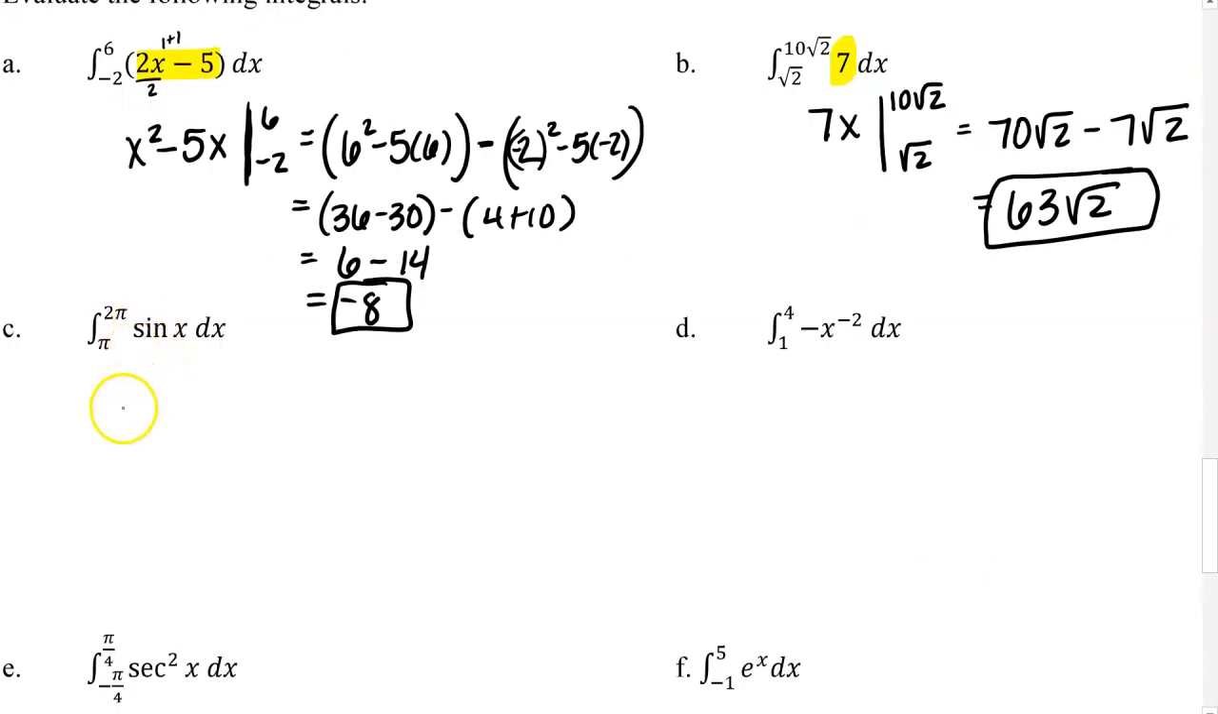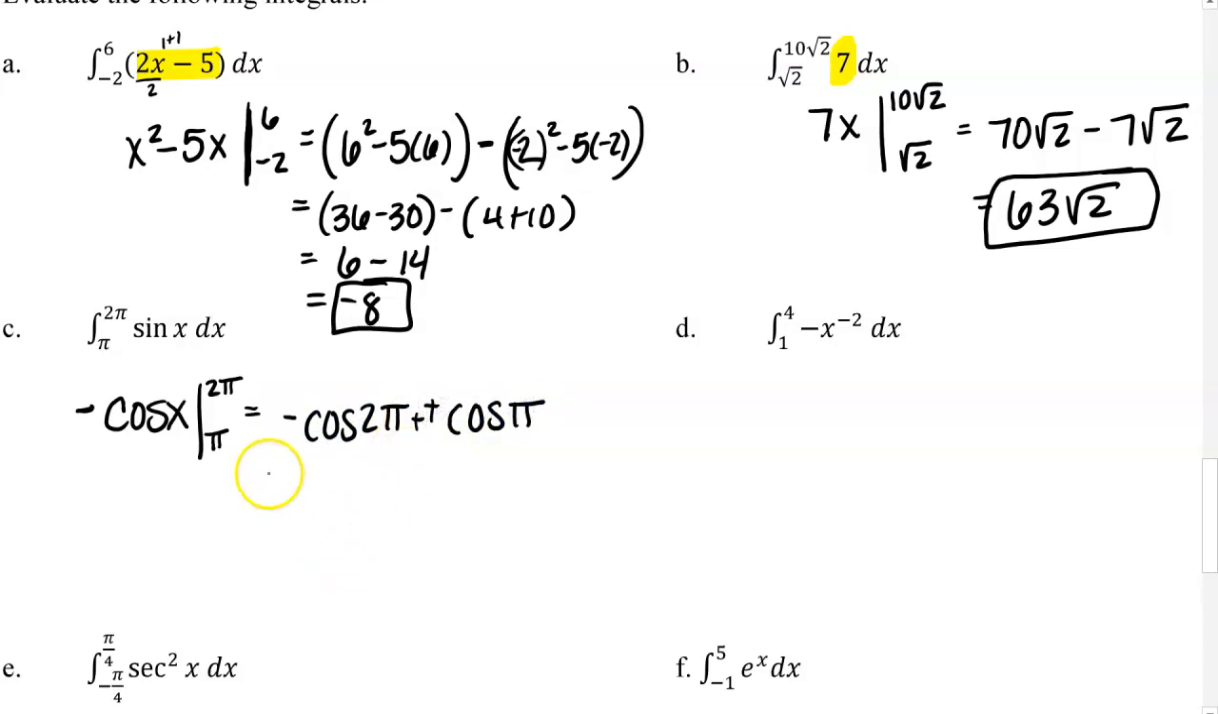Antiderivative of sine. Again, if I'm not sure, I write some version of cosine down. The derivative of cosine would give me negative sine. So to get a positive in here, I'm going to make it a negative cosine, from pi to 2 pi. So I'm going to do negative cosine of 2 pi minus negative cosine of pi.